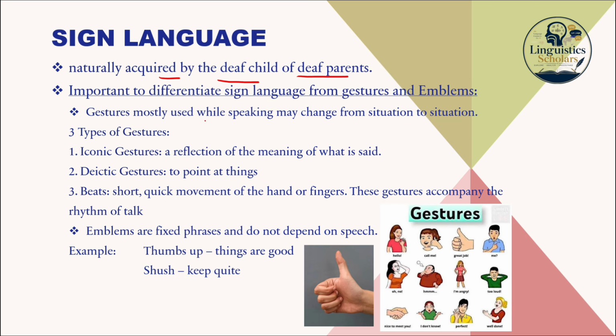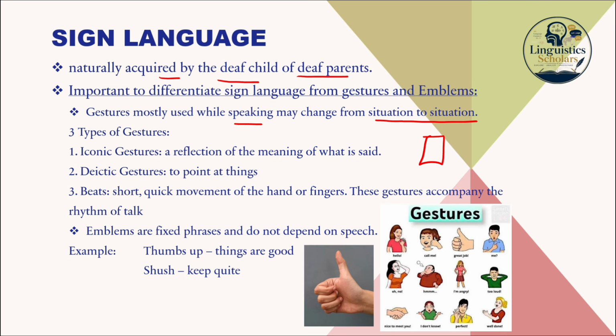Gestures are mostly used while speaking, and may change from situation to situation. Let's say when I'm speaking, I draw a square in the air. It means I may be referring to a box, like "get that box," and I have drawn the square in the air. So it may convey that I'm referring to that particular box. If I'm talking about the book and I draw the square in the air, it refers to the book. So gestures may change from situation to situation, right?